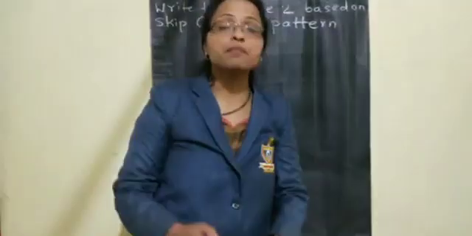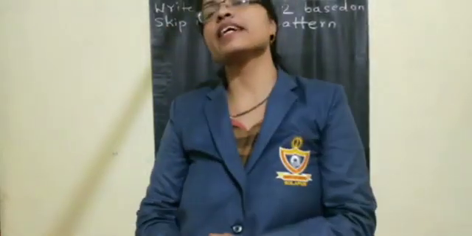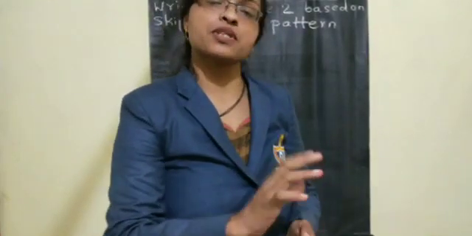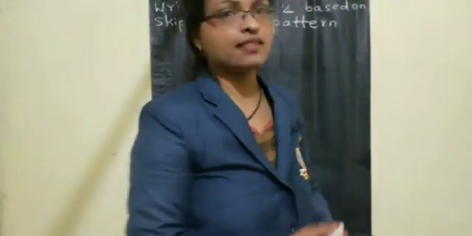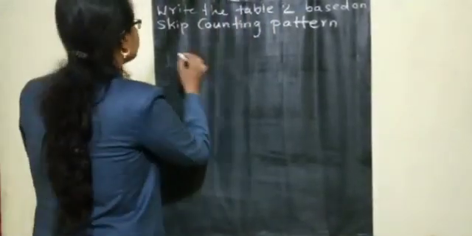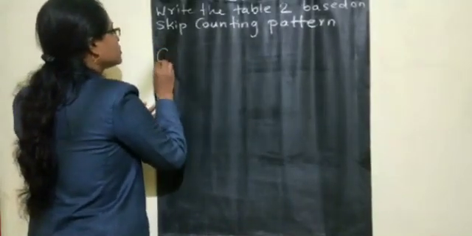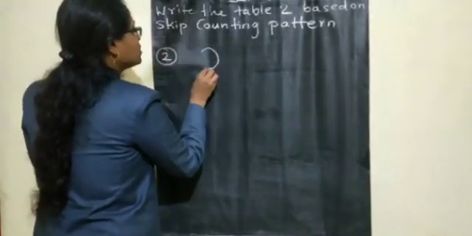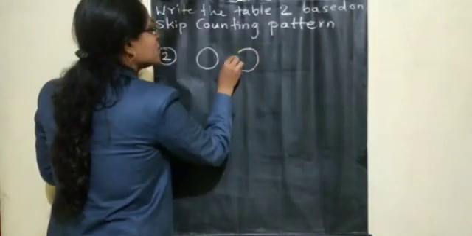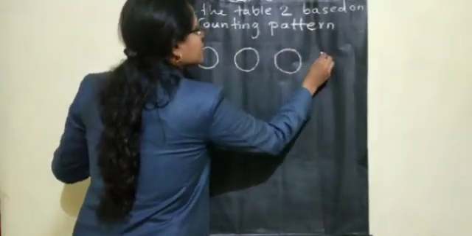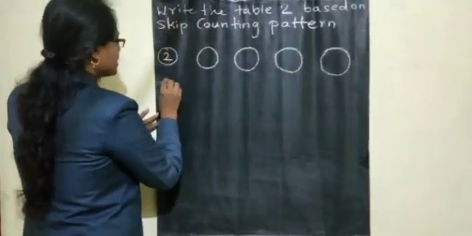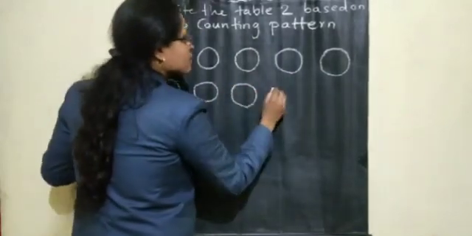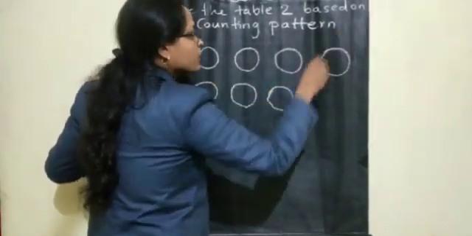Now children, what does skip counting pattern mean? If we are creating the table of 2, then we have to skip by a difference of two numbers between the next numbers. Let us see how. For example, we are writing the table of 2. So we'll start with 2. Like this, we first mark all the circles. To create the table of 2, we require 10 circles. You can continue all the circles in horizontal form only.